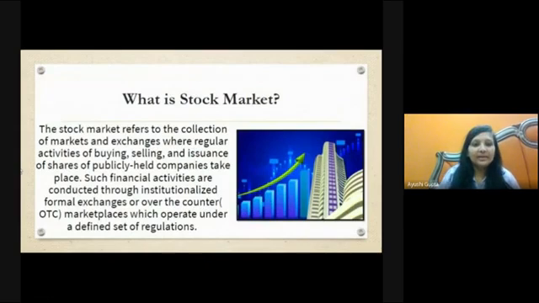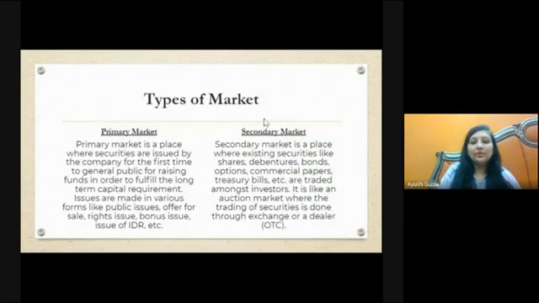Basically, the stock market refers to the legitimate and regulated space where investors buy and sell shares of a company among each other. So there are various types of stock exchanges like Bombay Stock Exchange, National Stock Exchange, Ahmedabad Stock Exchange Limited, Calcutta Stock Exchange Limited, India International Exchange, Metropolitan Stock Exchange of India Limited. There are many.